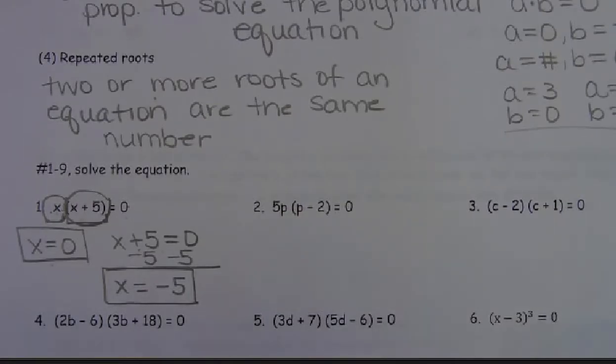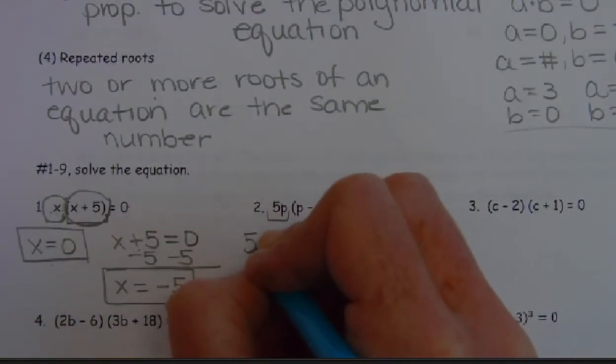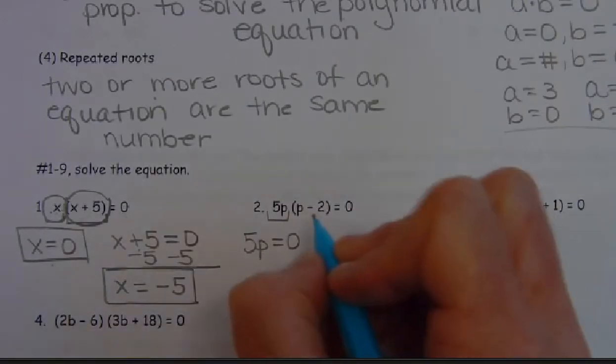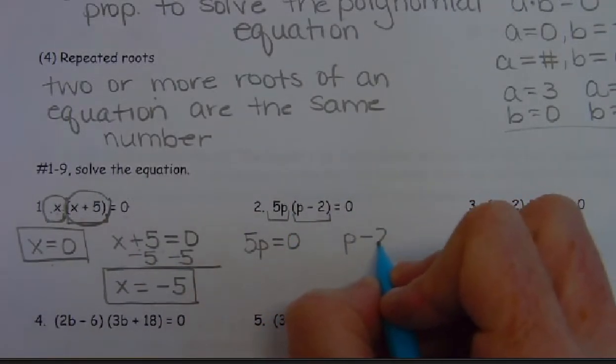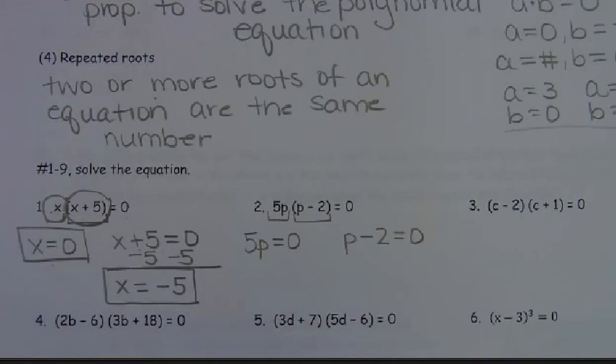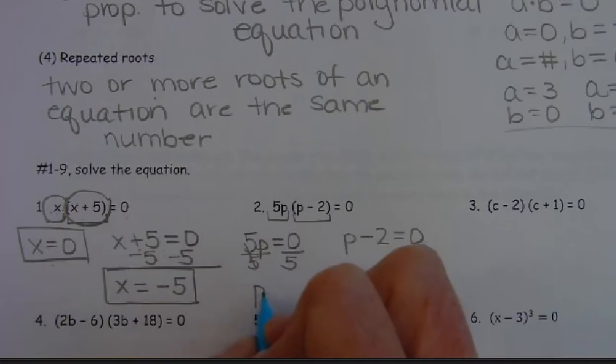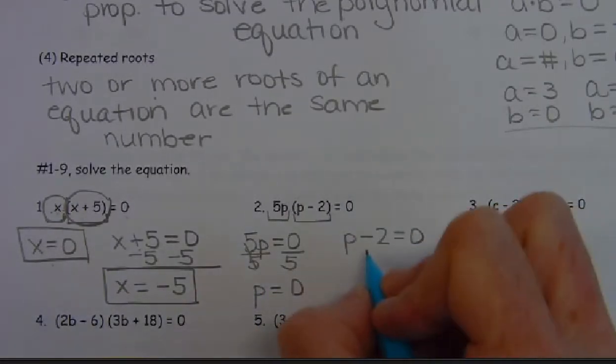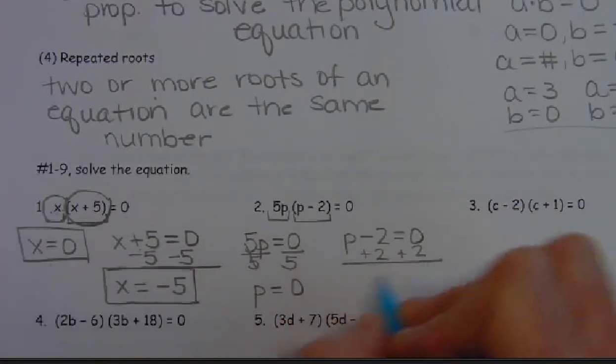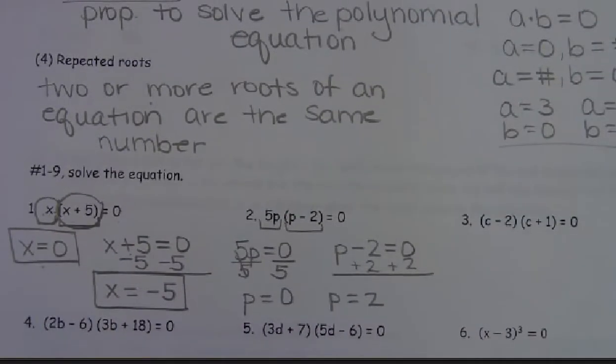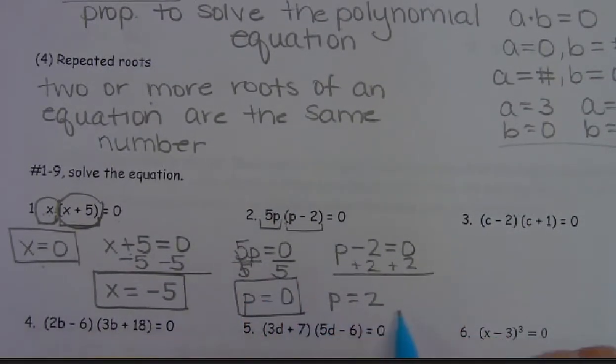So let's try another one. What you do is you take your part outside and you set that equal to 0. And then you take your other part and set that equal to 0. And then I solve them both. If I divide by 5, I get p equal to 0. If I add 2, I get p equal to 2. And those are going to be my two solutions. Those are called my roots. They would be repeated roots if they ended up being the same number.